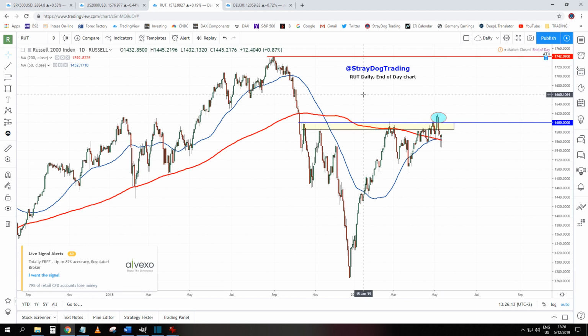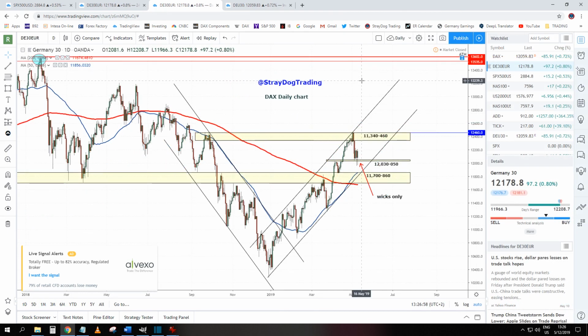And now let's go and observe a bit what DAX is doing. So here we are on the DAX daily chart, and we can observe that DAX made a false breakdown of the important support, which is this 12,030 to 50, on both Thursday and Friday. So this is a short-term bullish thing, and DAX really was an outperformer in this period from the March 25th until this high here.